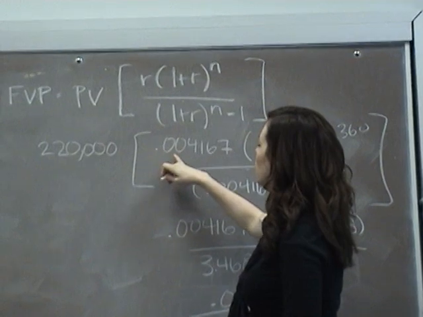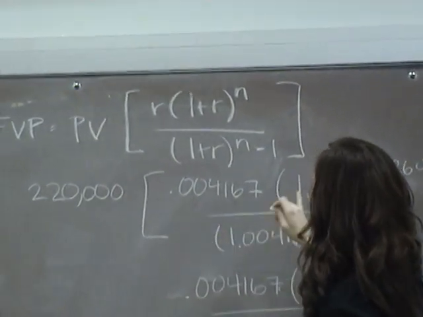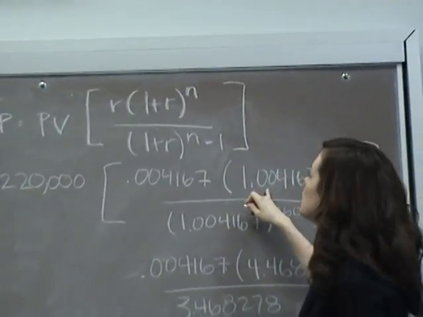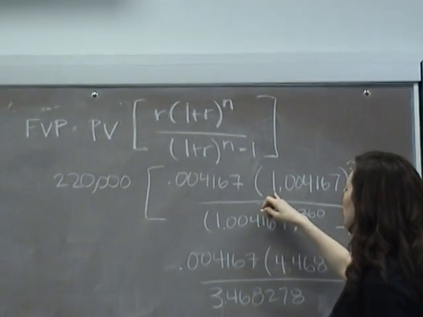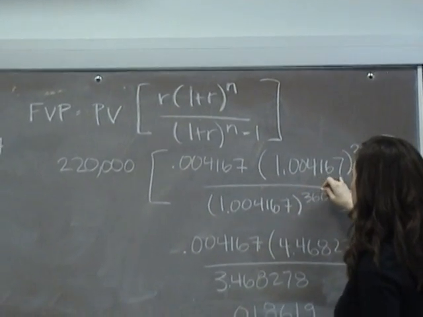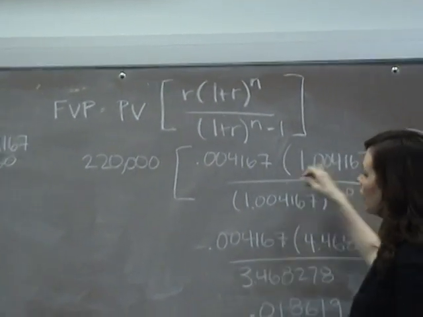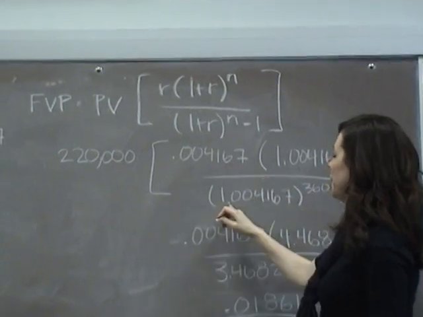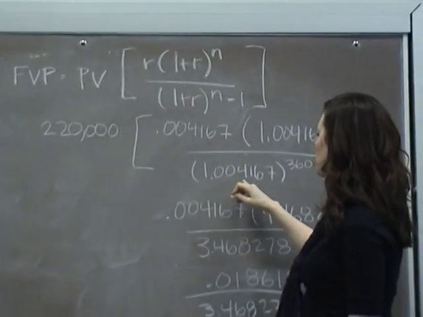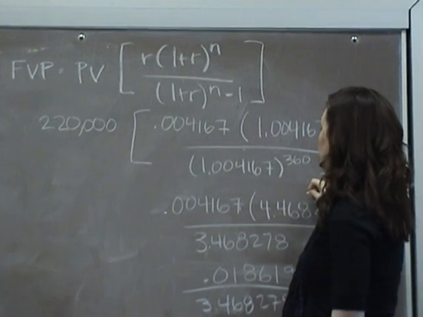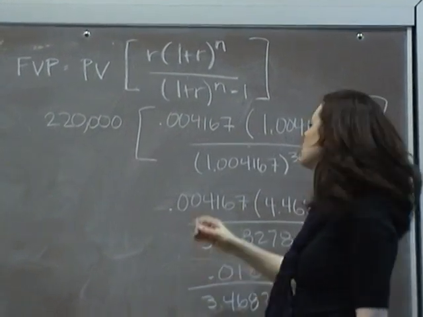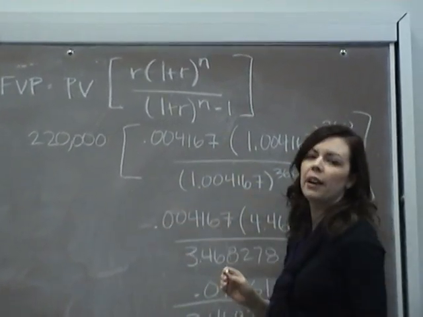My R, 0.004167. Then I have my parentheses, which is 1 plus R to the n, or 1.004167 raised to the 360. On the bottom of the equation, I have 1.004167 raised to the 360 minus 1. All I've done so far here is just subbed in my values.